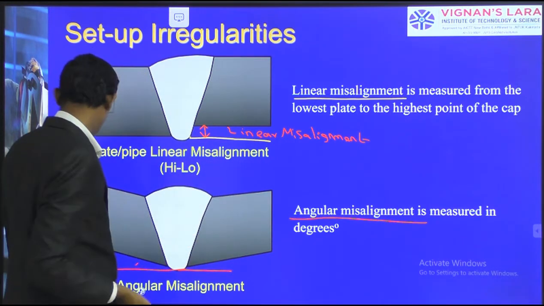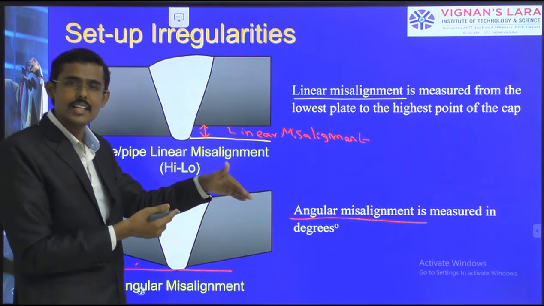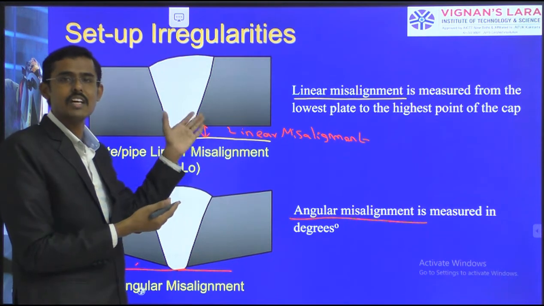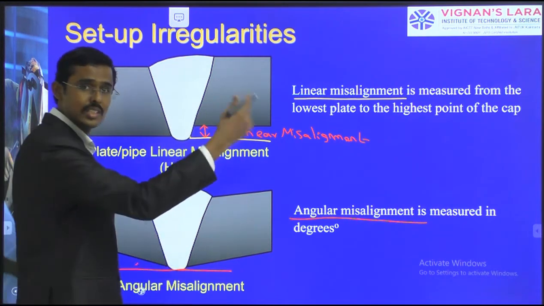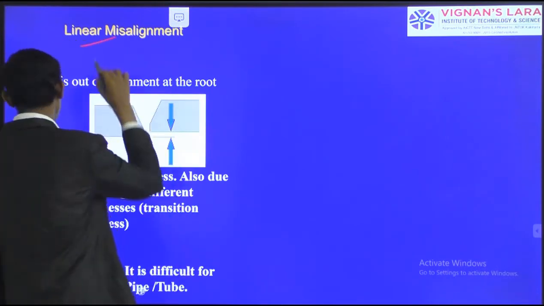It started here itself. It is not the design. Design is straight. By the design, it is straight. But the design itself they are doing wrong. Then how does this give the properties? Next I am going for the linear misalignment.